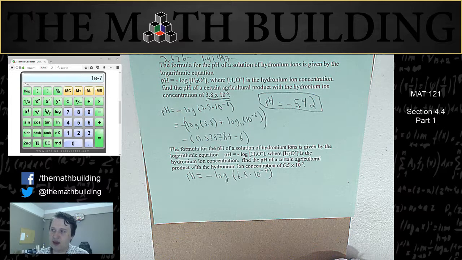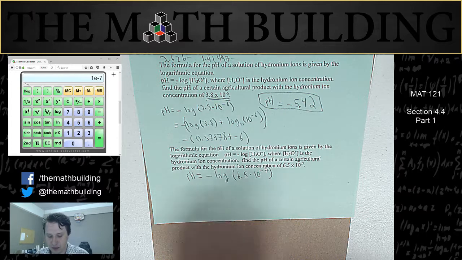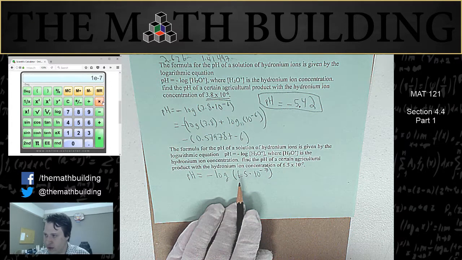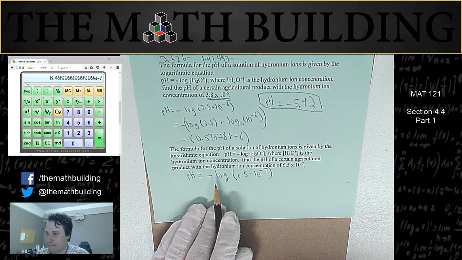Now remember, that E right there is scientific notation. That's not the natural log E, that's just scientific notation. That's 1 times 10 to the negative 7. All right, let's multiply that times 6.5. And then take the log of it.